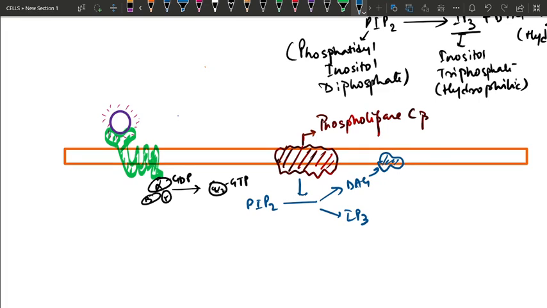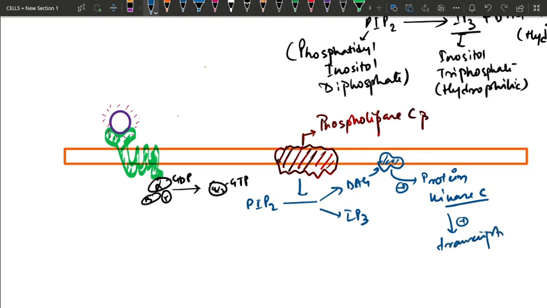This DAG, diacylglycerol, they actually now activate the protein kinase C, and it actually induces the transcription of different genes. We don't need to know about all the different genes over here.